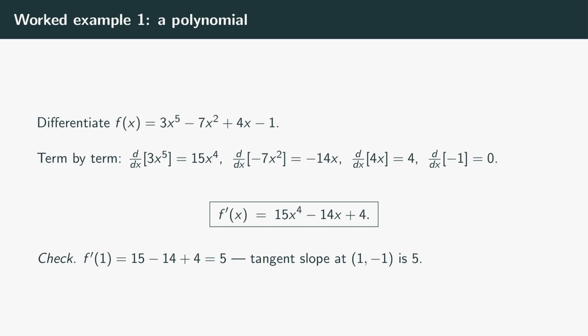Quick sanity check. At x equal to 1, f prime of 1 is 15 minus 14 plus 4, which is 5. So the tangent line to the original curve at x equal to 1 has slope 5. The original function value at x equal to 1 is 3 minus 7 plus 4 minus 1, which is minus 1. So the tangent at the point (1, minus 1) on the curve has slope 5. The whole calculation took about as long as it took me to read it.